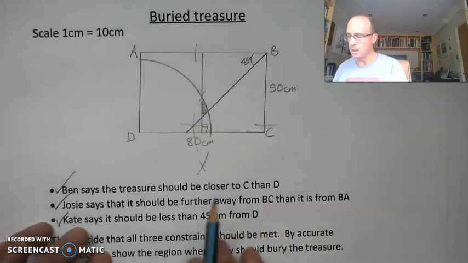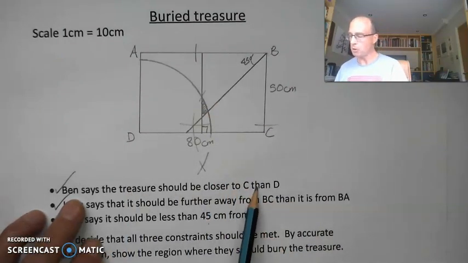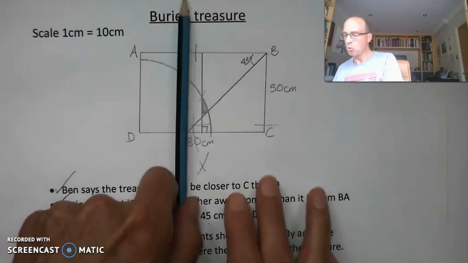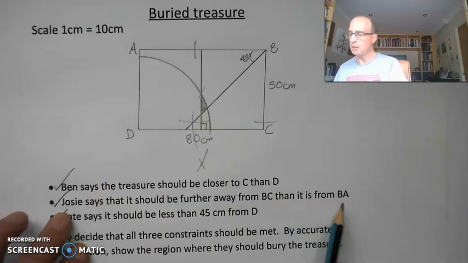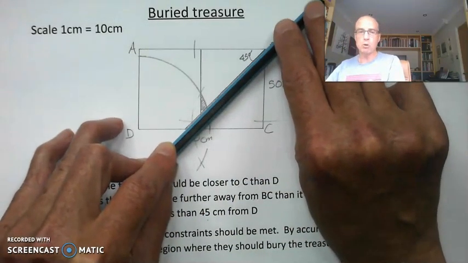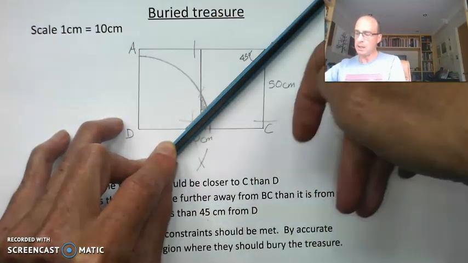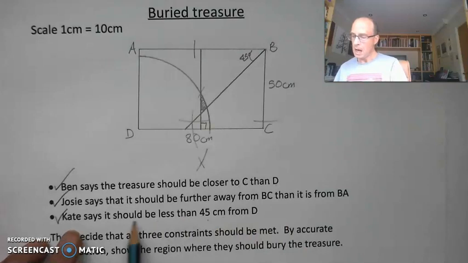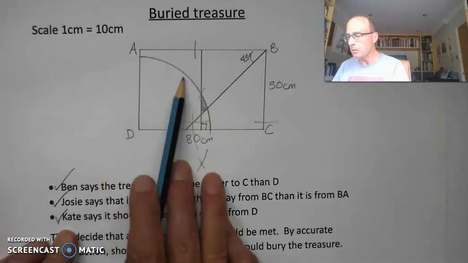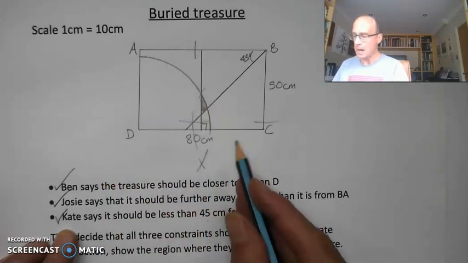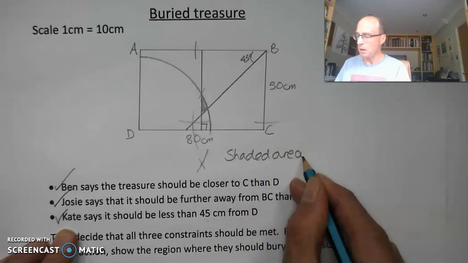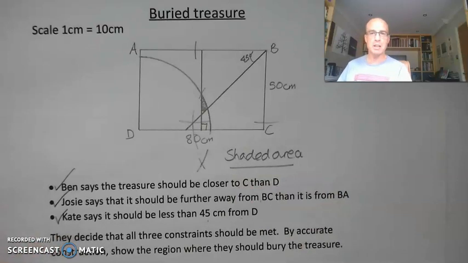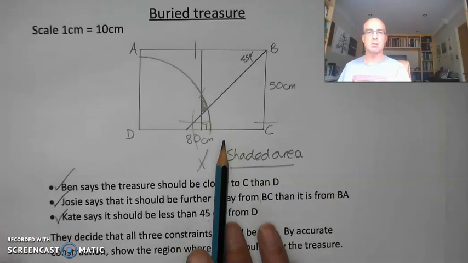Let's double check our instructions. Ben wanted it to be closer to C than D, so we're to the right of that perpendicular bisector. Josie said it should be further away from BC than it is from BA, so it's above that angle bisector. It's closer to BA than it is to BC. Kate says it should be less than 45 centimetres away from D. I'm inside my circular arc, and I've got the shaded area. So relatively similar to my sketch. My sketch wasn't actually too bad, but this is using the accurate construction techniques.